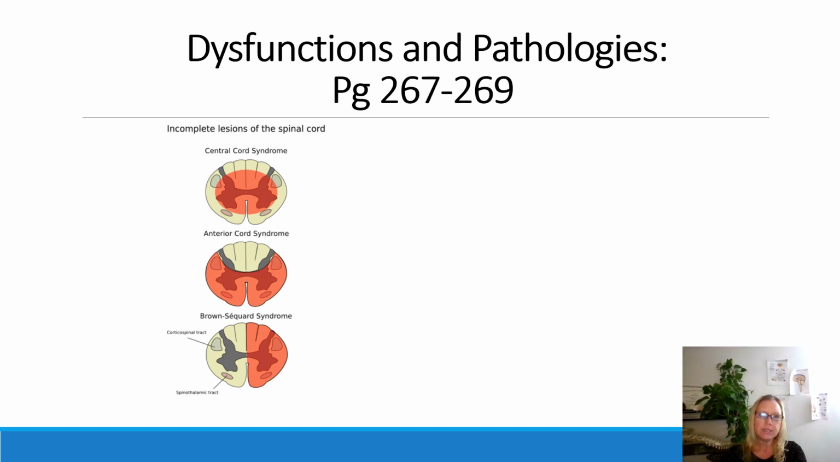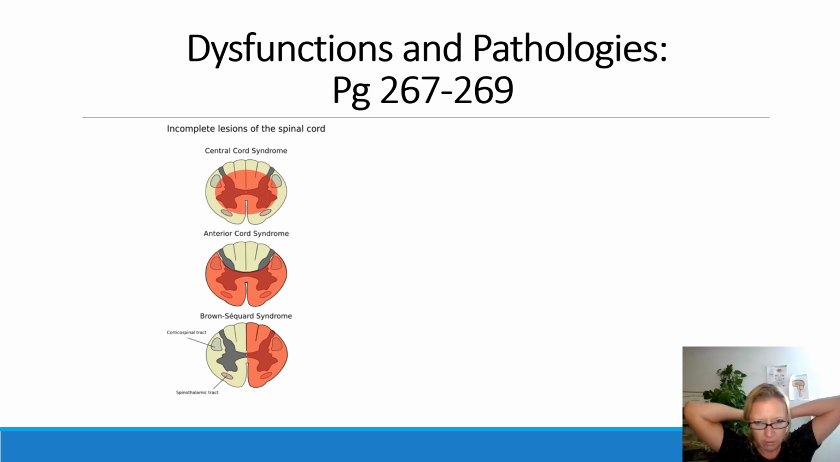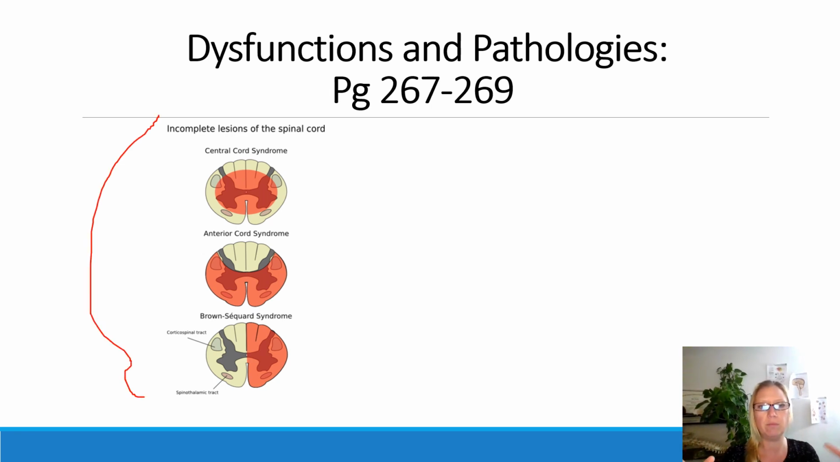So some dysfunctions, we're going to go through this. It's pages 267 and into 269, so if you're following along with your book, that's where we're at. This picture is not in your book, but I liked it because it puts it all together for us. So we have central cord, looking at all the things in the center here.